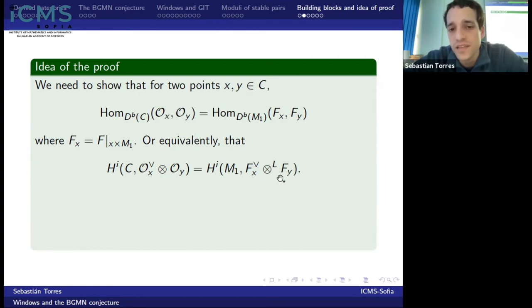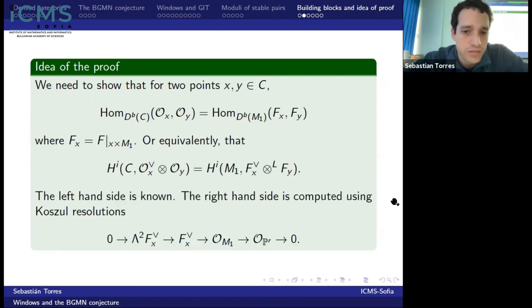And the right-hand side is not that difficult to compute a priori, because M1, and that's the key, is a space that's more or less easy to deal with. It's just a blow-up of a projective space along a curve. So the way you compute these things is you use the Koszul resolution. What do we have here? We have the dual of this, and this map is given by the universal section, because this is a moduli space of pairs, bundles with a section. And what that resolves is this P^r.